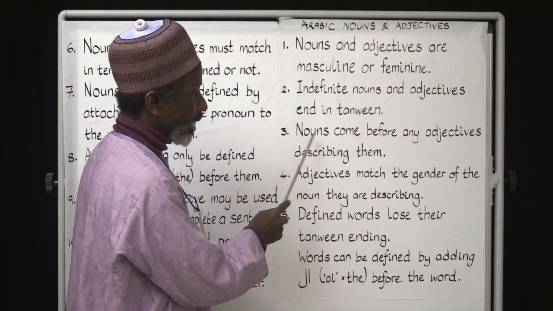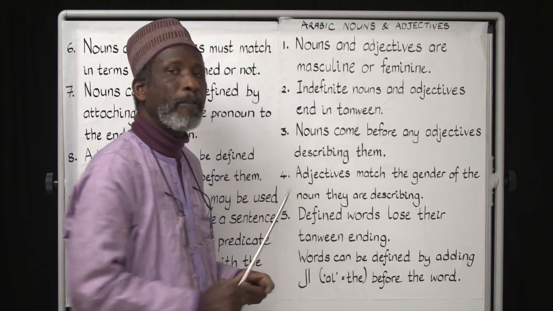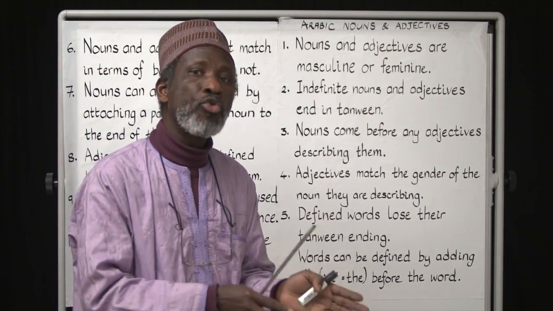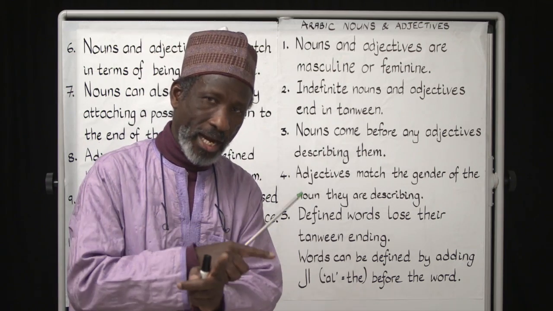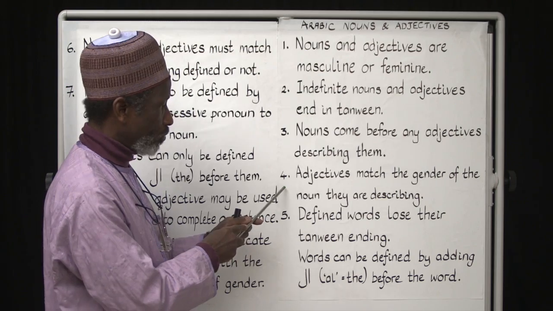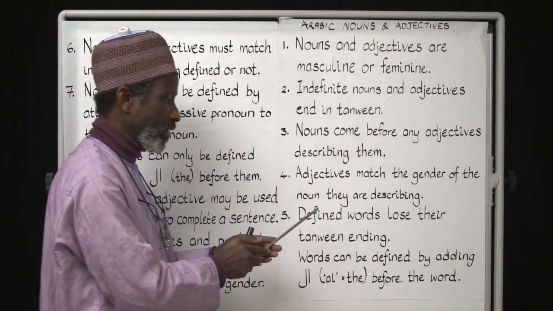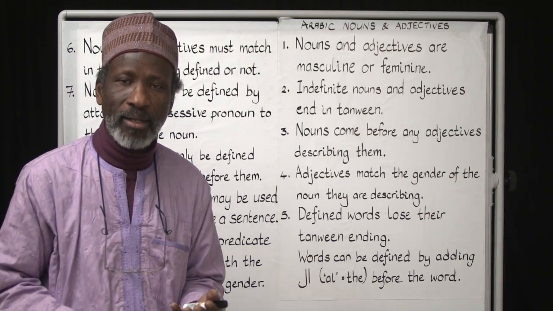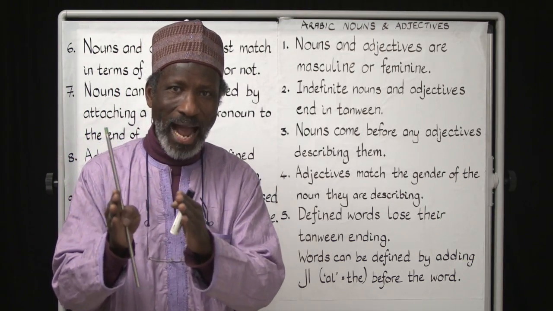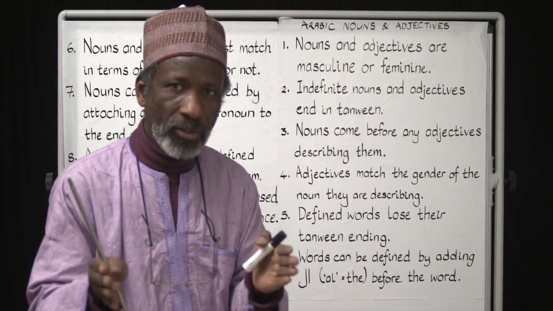Number three, nouns come before any adjectives describing them. In Arabic, you start with the noun, then you describe it. Unlike English. English is the other way around. Rule number four, adjectives match the gender of the noun that they are describing. You need to be mindful and make sure that the noun and the adjective are of the same gender. Don't mix them up.